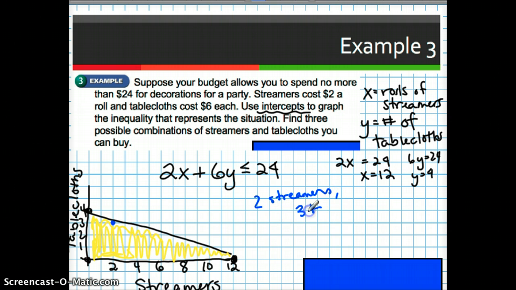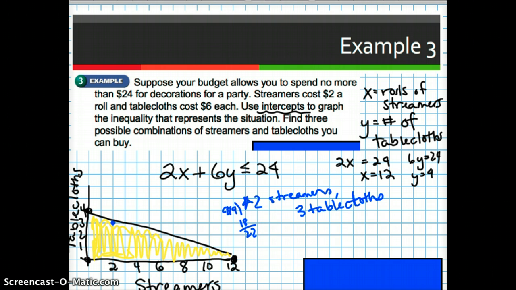And if you're not sure, you can actually check that and see if it works. So 2 streamers, that would be at $2 each would be $4. And then 3 tablecloths at $6 each, that'd be 18. 4 plus 18 is 22. That works. It's underneath 24. And you can make it exactly. So that's one combination. And then you can look for any others that you're pretty sure are either on the line or right in there.